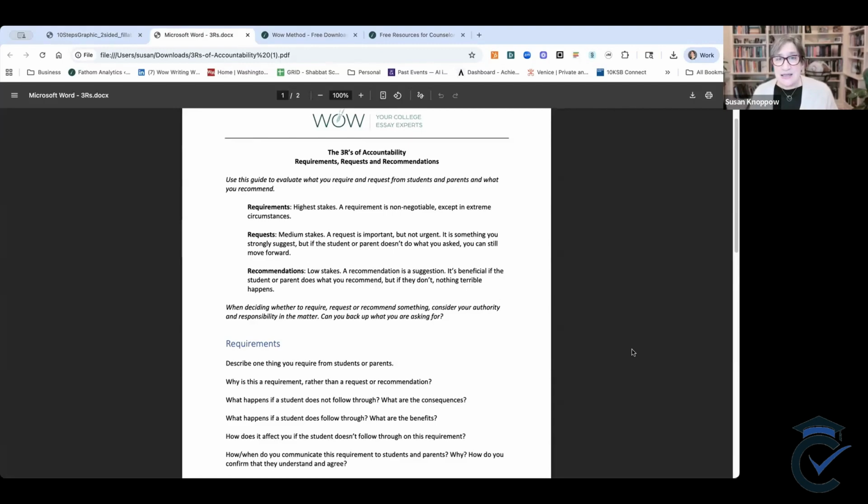A request is medium stakes. A request is important. It's not urgent. It's something you strongly suggest, but if the student or parent doesn't do what you ask, you can still move forward. So a request is, "I want you to do these step 6 exercises. I'd like you to spend about a half an hour, and I'm giving you 3 spots to write more outside the essay. And I'd like you to write more about these 3 spots." It's a request. They don't know that it's not a requirement. I want them to treat it like a requirement.